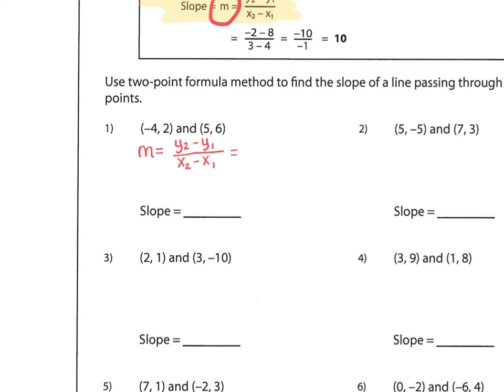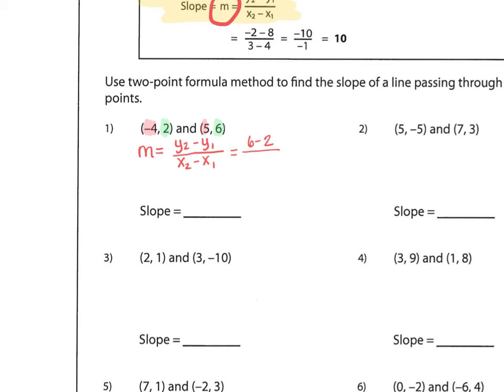So what I'm going to do on this one, I'm going to start and subtract my y's on the top. One thing I notice on the top, my y values are 2 and 6. So if I subtract my y's, the second y minus the first y would be 6 minus 2. On the bottom, I'm going to subtract my x's. And my x's are going to be the -4 and the 5. Remember, those are your first numbers. So I'm going to subtract those on the bottom.